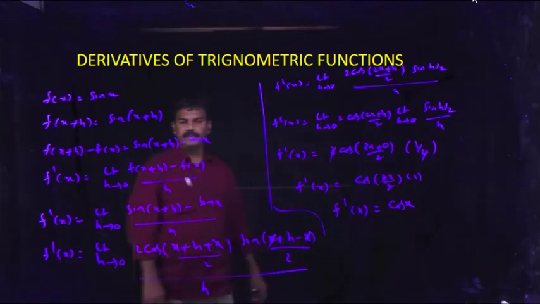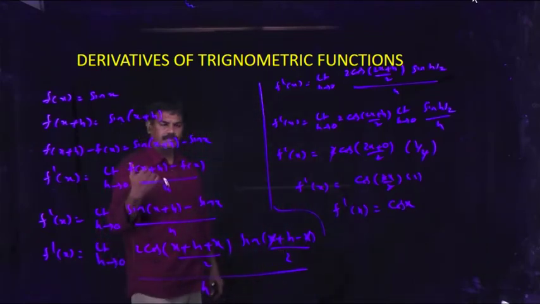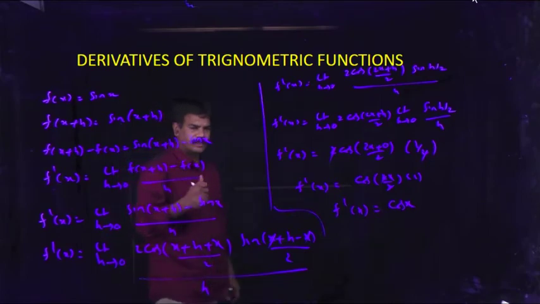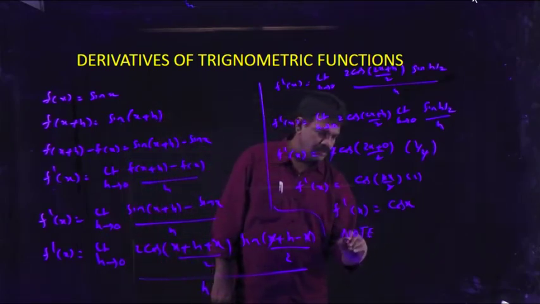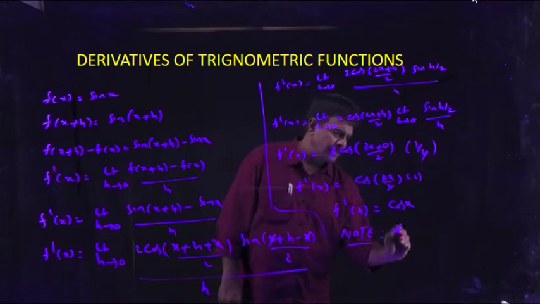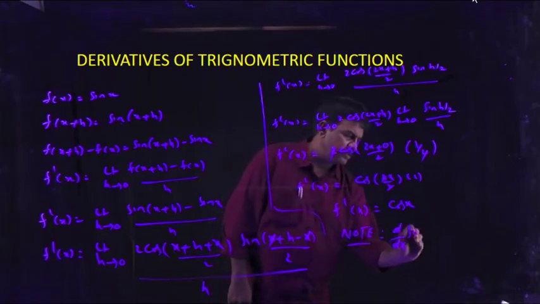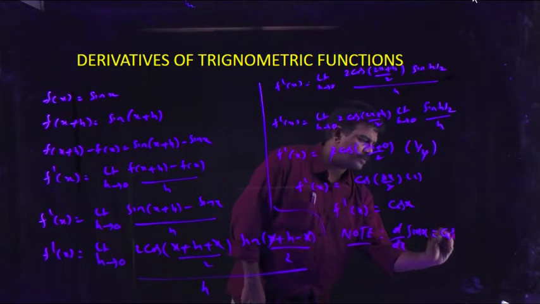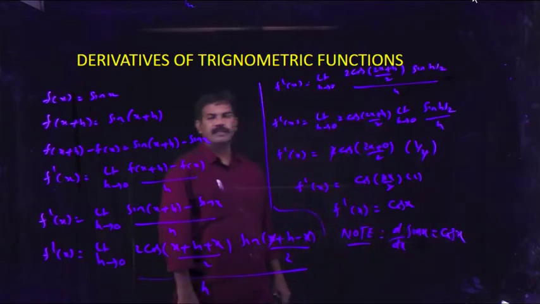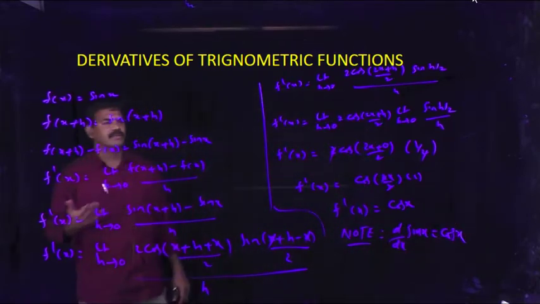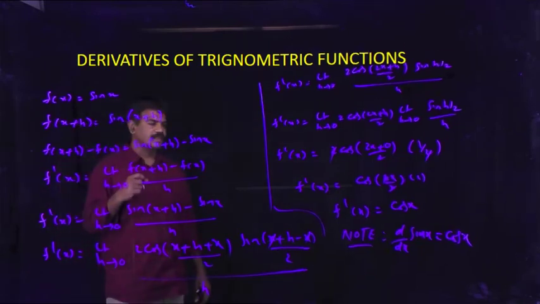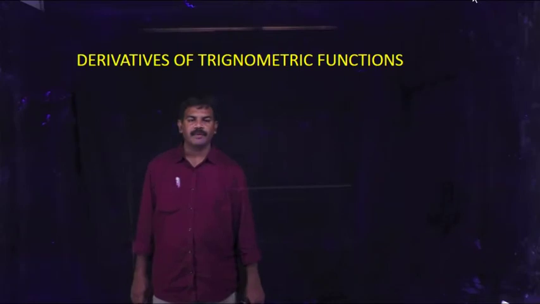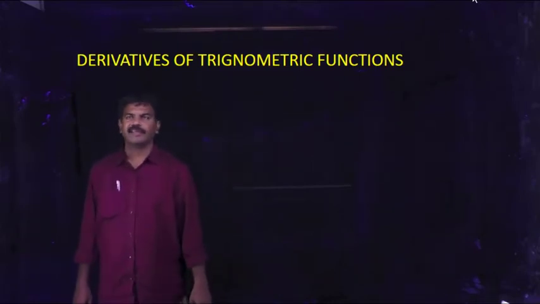So we find the derivative of sin x from the definition of the differentiation. Note, d by dx of sin x is equal to cos x. In a similar manner, we find the derivatives of the remaining trigonometric functions by the definition of the differentiation. Now I am writing the formulas for the derivatives of the trigonometric functions.